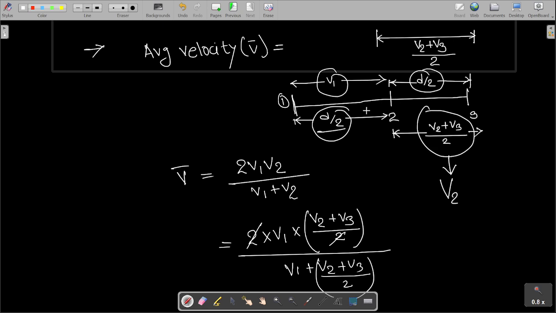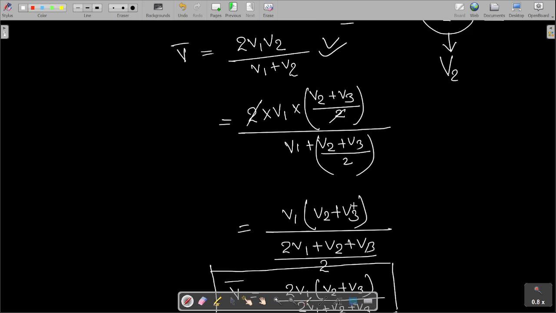So now we have two velocities, that is v1 and v2 plus v3 by 2, and two distances. And notice here that the distance is same in both halves. As I told you earlier, when the displacement is same but the velocity is different, we can use this formula to get the average velocity. Then nothing, I put the first half velocity, that is v1, in the place of v1, and the second half velocity, that is v2 plus v3 by 2, in the place of v2, and got the result.